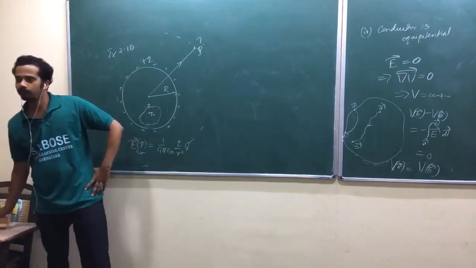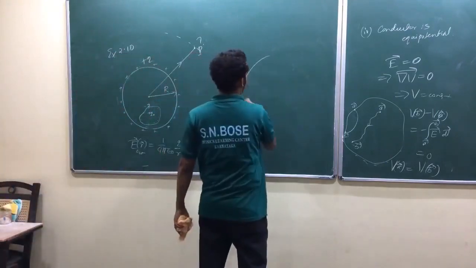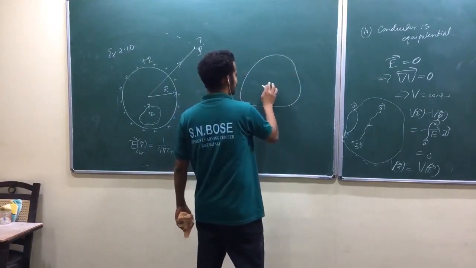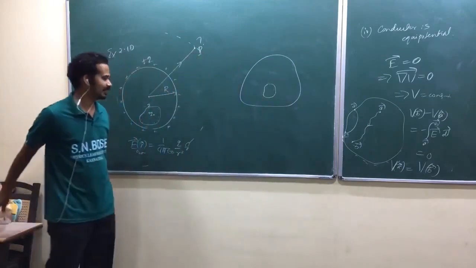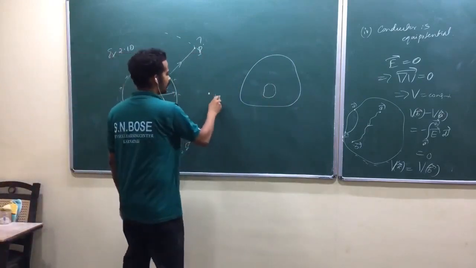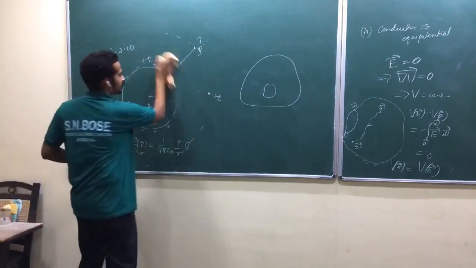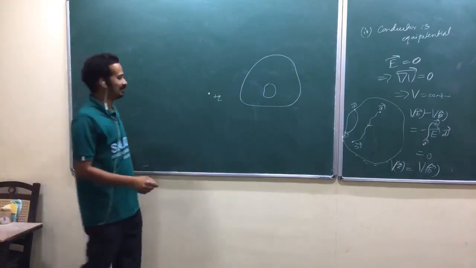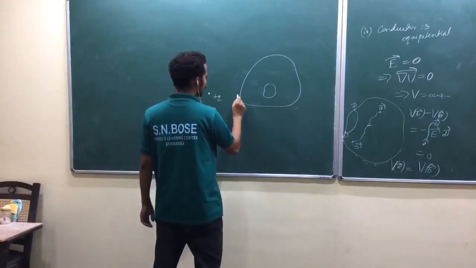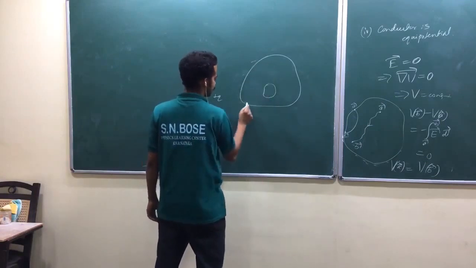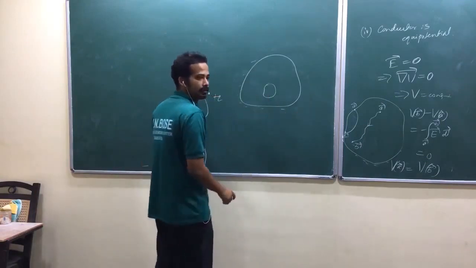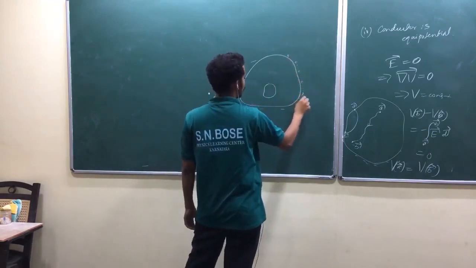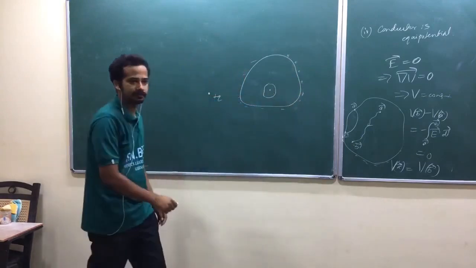Now look here, I have one more argument. I have one arbitrary shaped conductor and I have a cavity. Now I am going to place plus Q charge nearby. Don't ask what would happen to this one. Now what would happen? Negative charges will distribute here, and positive charges will be there. Am I right? Now my question is, what is the electric field inside the cavity?